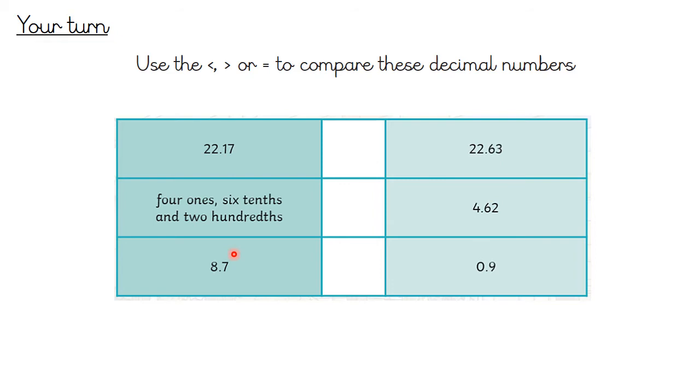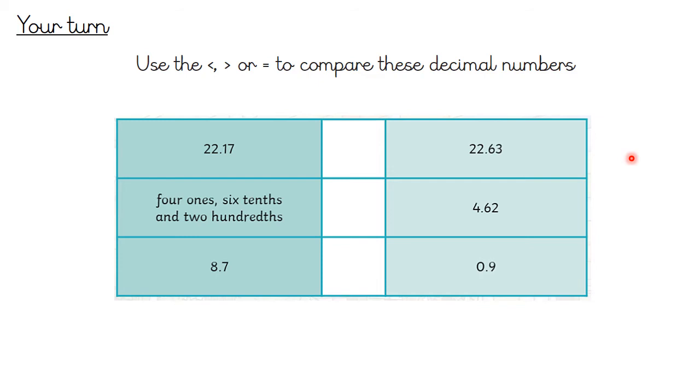And then again, 8.7, which symbol? 0.9. Now, if you have a piece of paper, you could just quickly write them down and add in the correct symbols, or I'm happy for you to just say them, or use your finger and imagine you're drawing them into the table. So pause the video here and have a go at those, and then come back and we will talk about them.